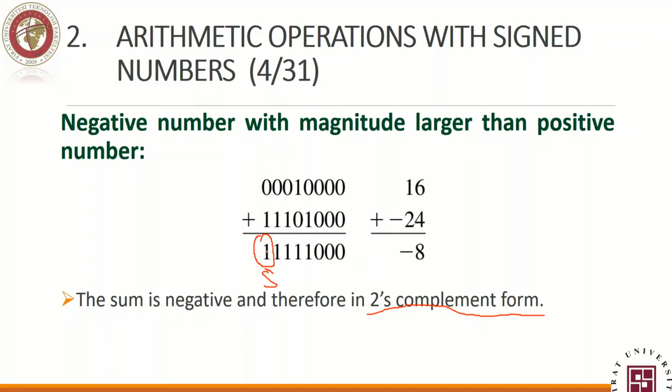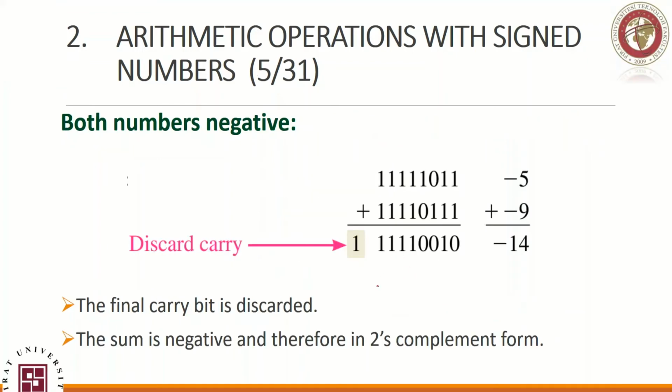So minus 128 plus 64 plus 32 plus 16 plus 8. Check if you get -8 or not. If you don't believe me, try it yourself. Okay, so this is the idea. And let's go to the fourth case, I'm sorry. When we have both numbers negative, the outcome will be negative, yes. But in which form? Again, in the 2's complement form.